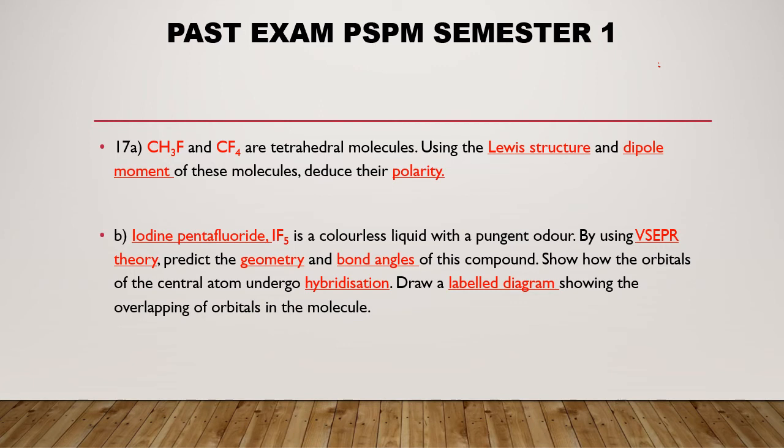So the first thing that we have to do is analyze the question. First, we have to underline the VSEPR theory. Then, they ask the geometry and bond angle. Then, they ask about the hybridization. Then, they ask the labeled diagram showing the overlapping of orbitals.